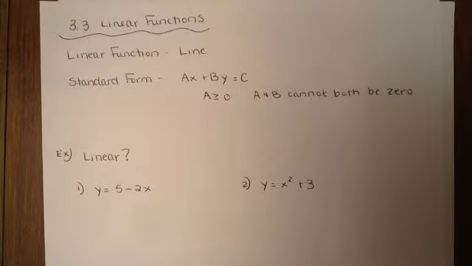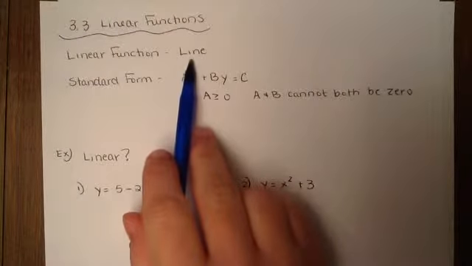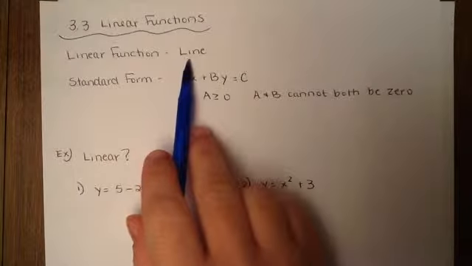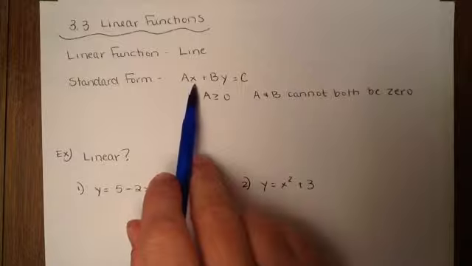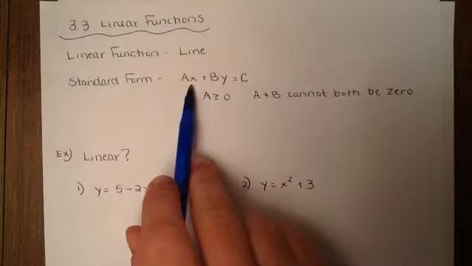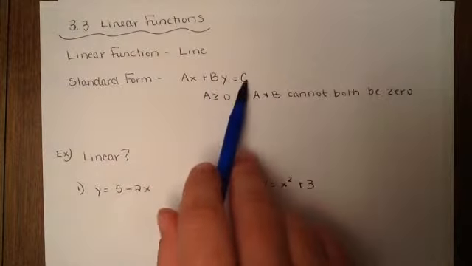Mathematicians, we are now going to look at linear functions. A linear function is an equation of a line. So if you were to graph it, you would have a line. One way we're going to look at writing them is in standard form. Standard form is ax plus by equals c.